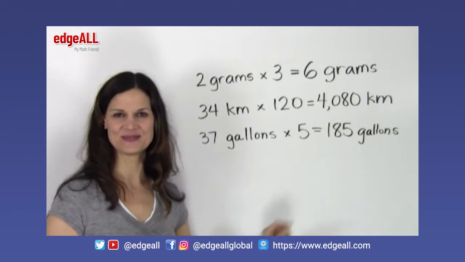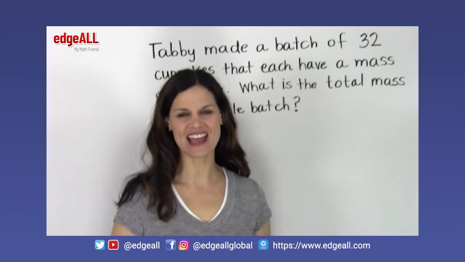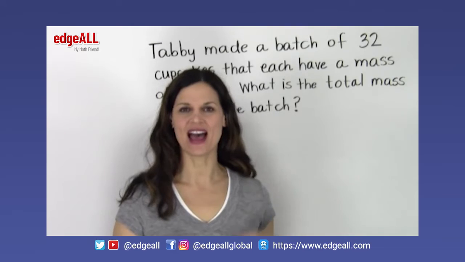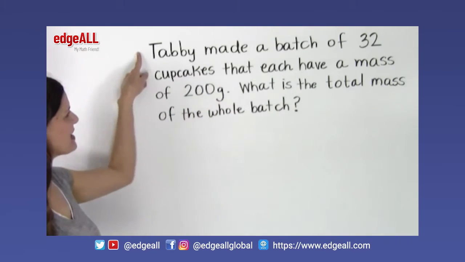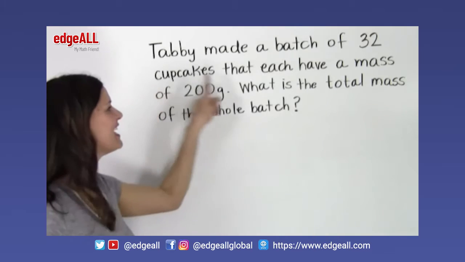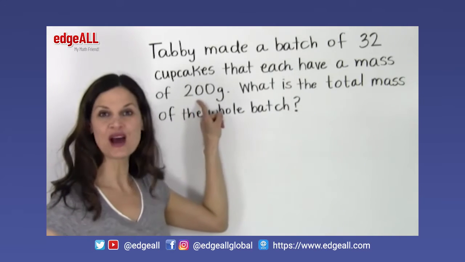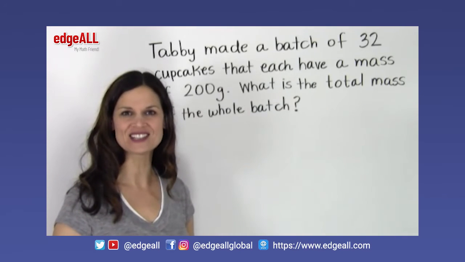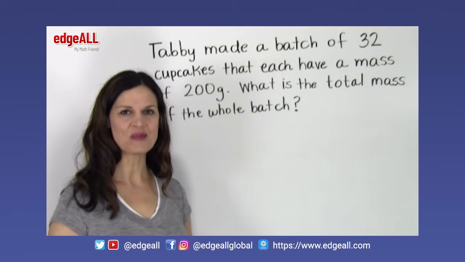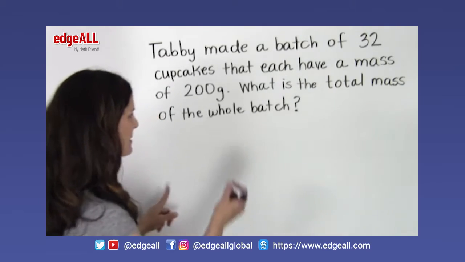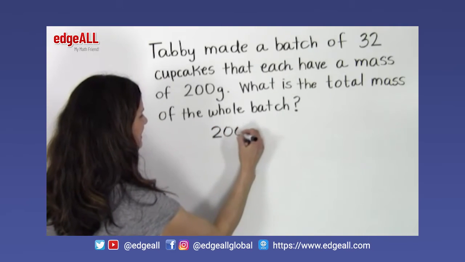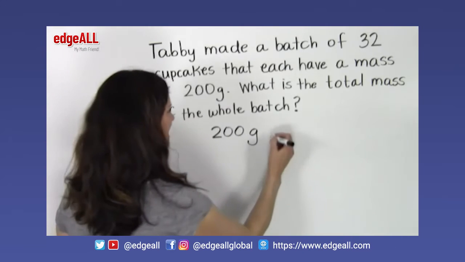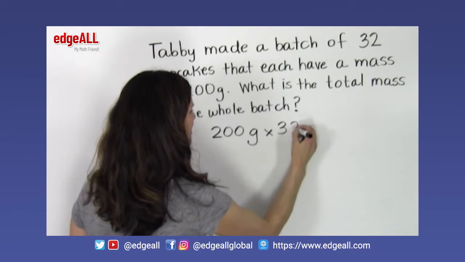a number. Let's take a look at a real-life example in which we have a unit of measure, or measurement, multiplied by a number. So Tabby made a batch of 32 cupcakes that each have a mass of 200 grams. What is the total mass of the whole batch? So in this problem, we are being asked to multiply 200 grams. So that's our measurement. We're multiplying 200 grams times 32.